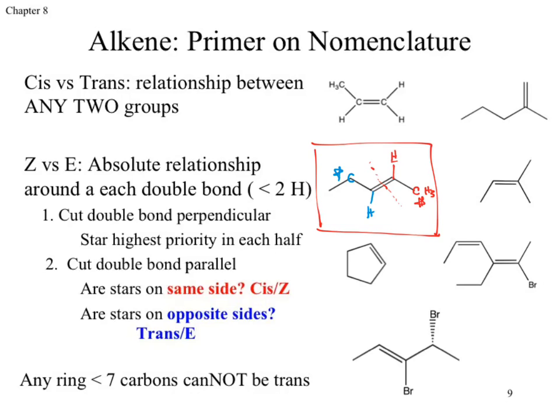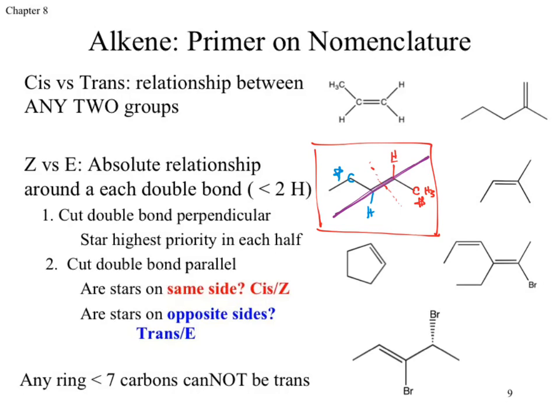Now what we can do is cut the double bond parallel to the axis, which is running right through the middle. Where are our stars? Same side or opposite side of that line? They're on opposite sides. If they're on the opposite side, we will call it E. We could define this one as trans, like I said, because we only had two groups. What about if they were on the same side? We just call it Z.